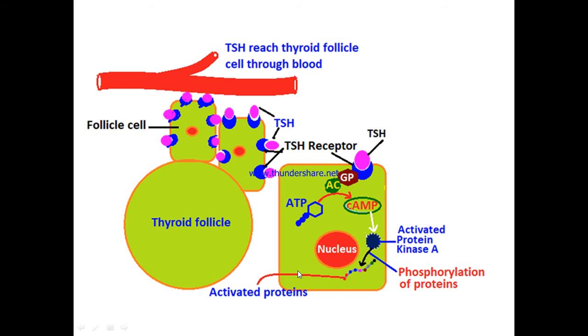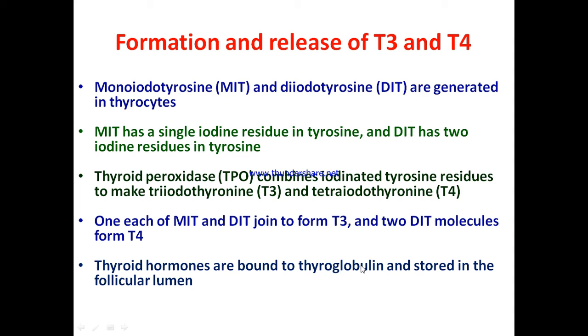So this is an enlarged view of the thyroid follicular cell. The TSH receptor is attached to the G protein. The attachment of TSH to the receptor stimulates adenylyl cyclase. This adenylyl cyclase helps in the conversion of ATP to cyclic AMP. This will activate protein kinase A. This activated protein kinase A phosphorylates proteins and makes them active, which produces the desired physiological effect.